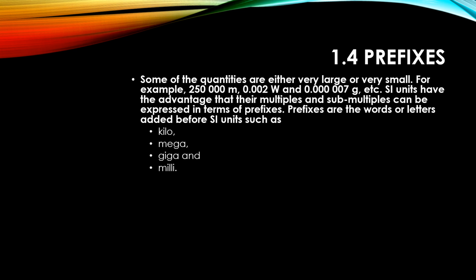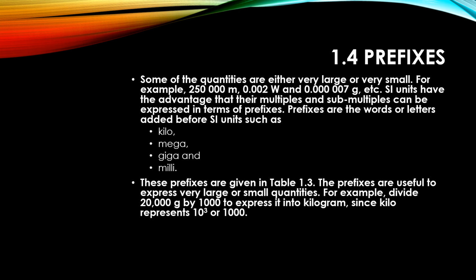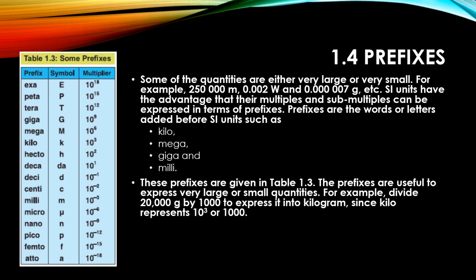So we can define prefixes as the words or letters added before SI units such as kilo, mega, giga and milli. These prefixes are given in table 1.3, which is taken from your book, and you can see there are some prefixes, their symbols and their multipliers. The prefixes are useful to express very large or very small quantities. For example, divide 20,000 grams by 1000 to express it in kilograms, since kilo represents 10 raised to the power 3 or 1000.